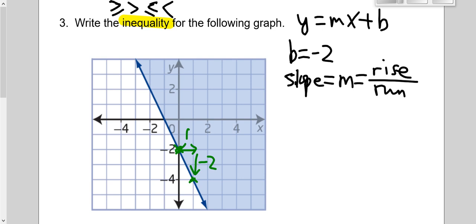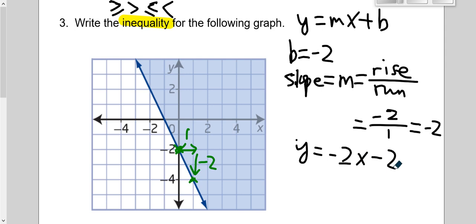Now if you look at the numbers we just figured out, your rise is -2, and then your run is 1. So plug that in, that gives you a slope of -2. Now I know B, I know M, so plug in B here, plug in M here. So that means my equation is y equals -2x minus 2.